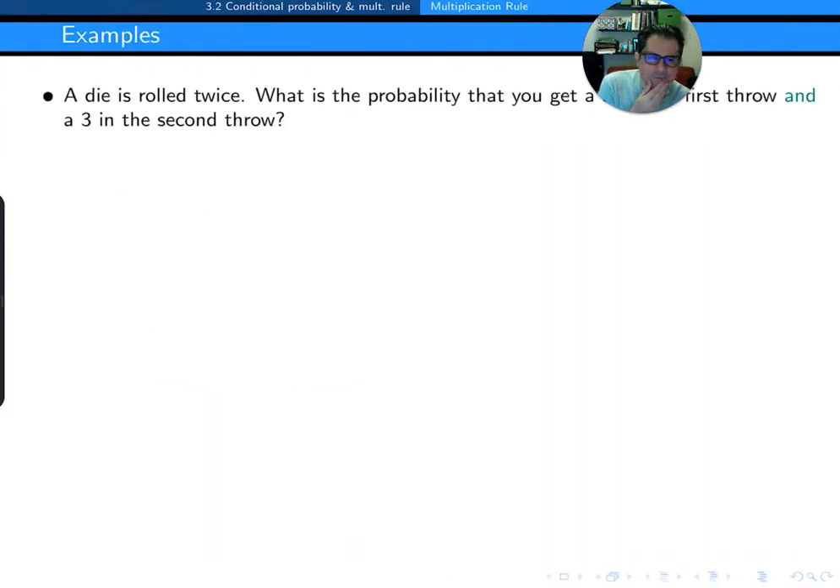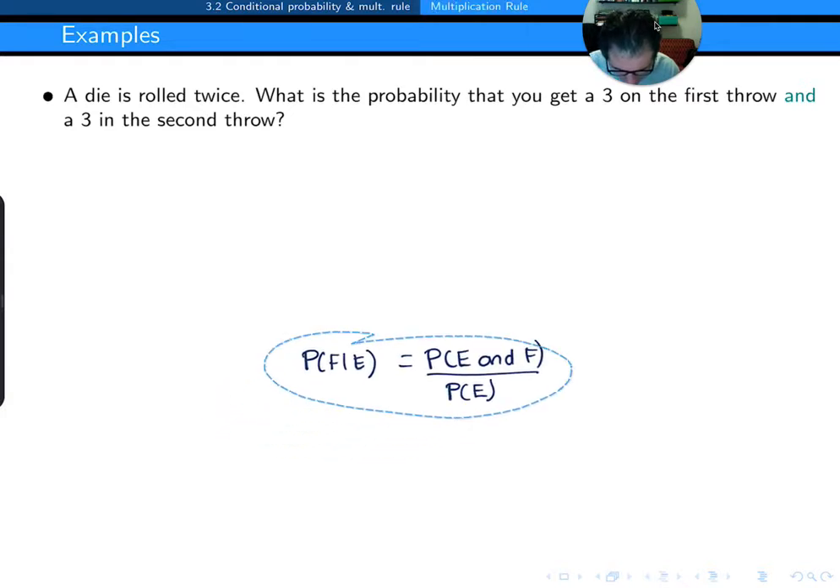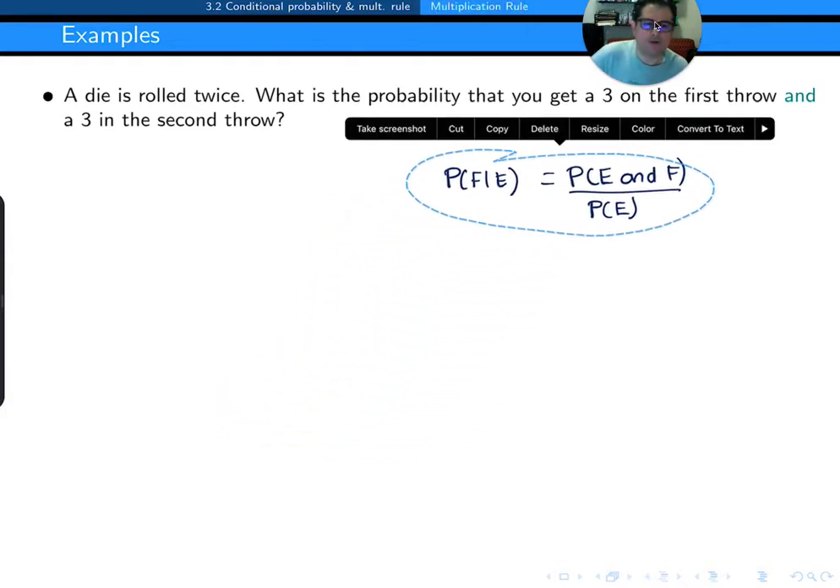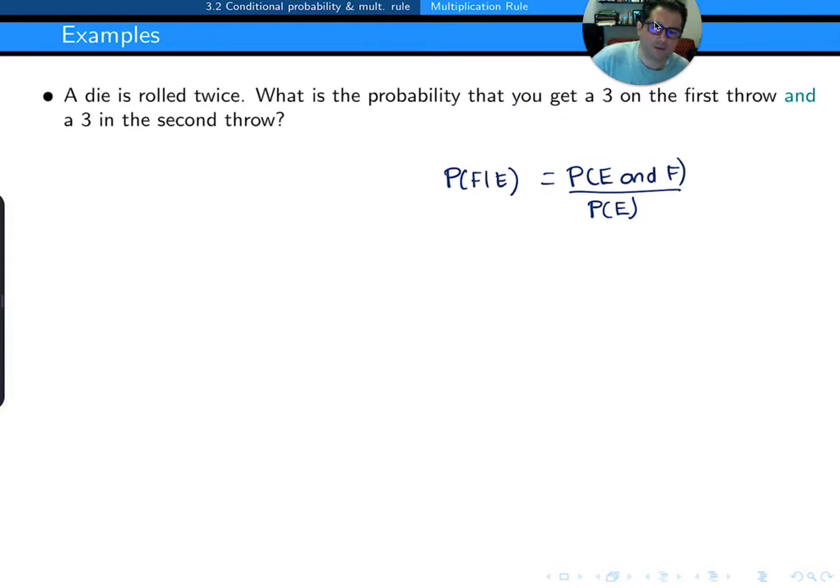So let's do some examples here. A die is rolled twice. What is the probability that you get a 3 on the first throw and a 3 on the second throw? I have the multiplication rule for conditional probability pasted here. The event E is that I landed a 3 on the first throw, and the event F is that it landed on a 3 on the second throw. What I'm asked to find is the probability of E and F, which is the numerator on the right side.